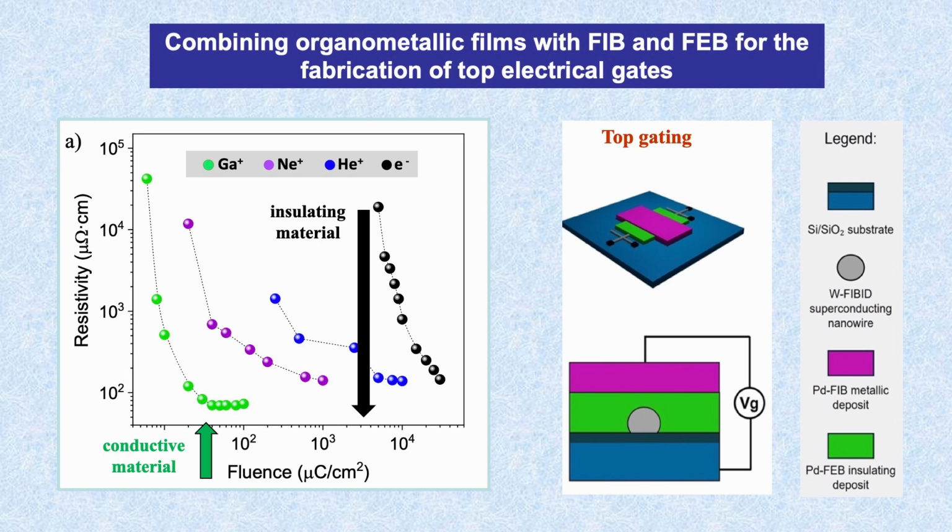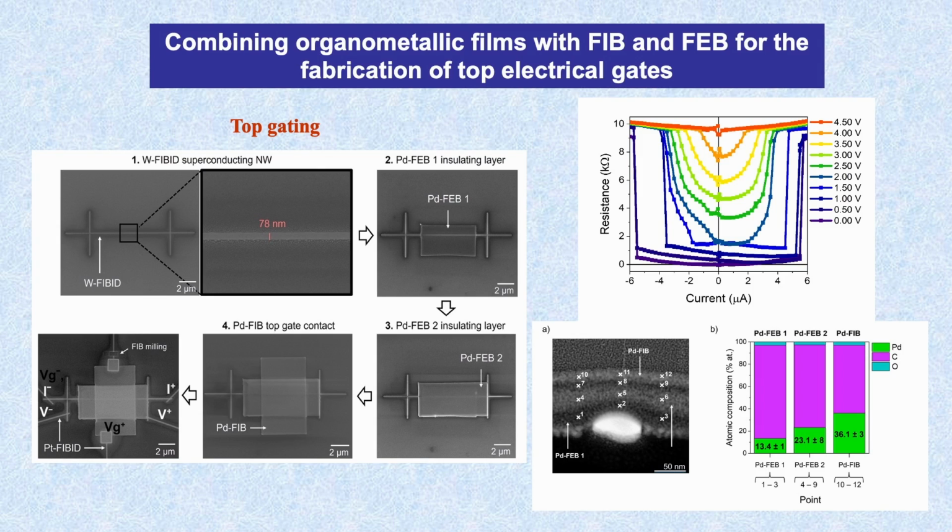For the dielectric, we have used electron irradiation. Because if you use a certain fluence, you can get a very high resistivity. So this works as a dielectric material. And for the metallic part, we use the standard conductive material that we produce with gallium focused ion irradiation. So these are the steps of the process.